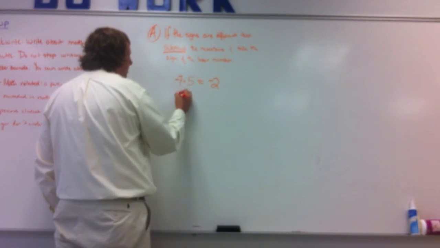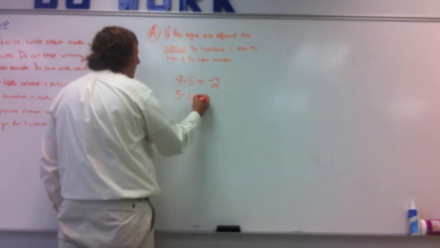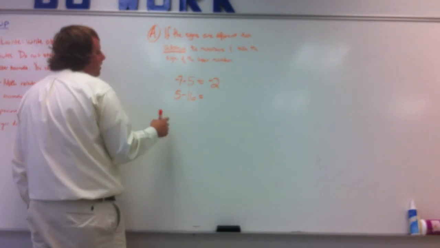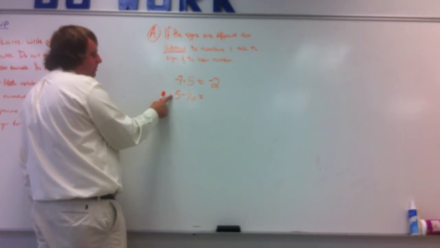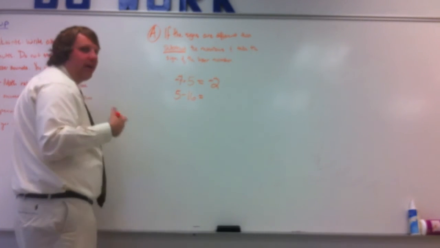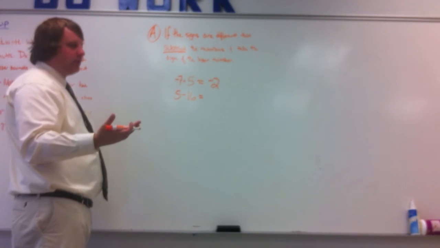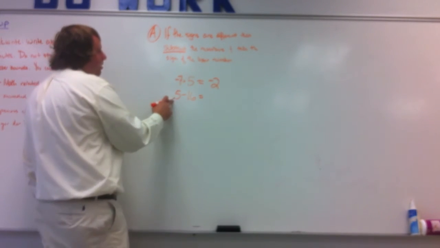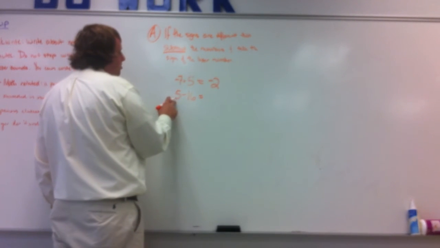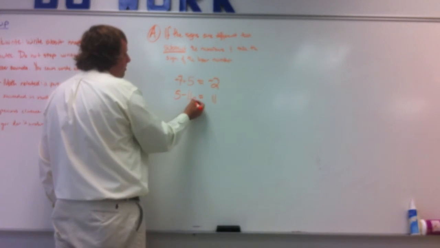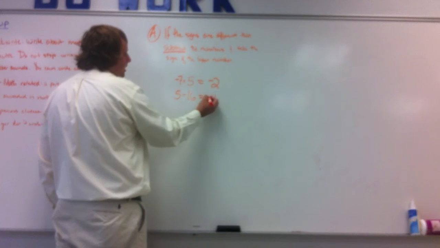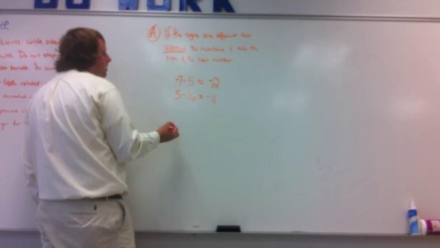Do another one. 5 minus 16. 5 doesn't have a sign out in front of it, but if we don't put a sign in something, it just means it's positive, right? If I have $1, that means I have positive $1. So, these signs are different, so we subtract. 16 minus 5 is 11. Take the sign of the larger number. 16 is larger, it's a negative, negative 11.